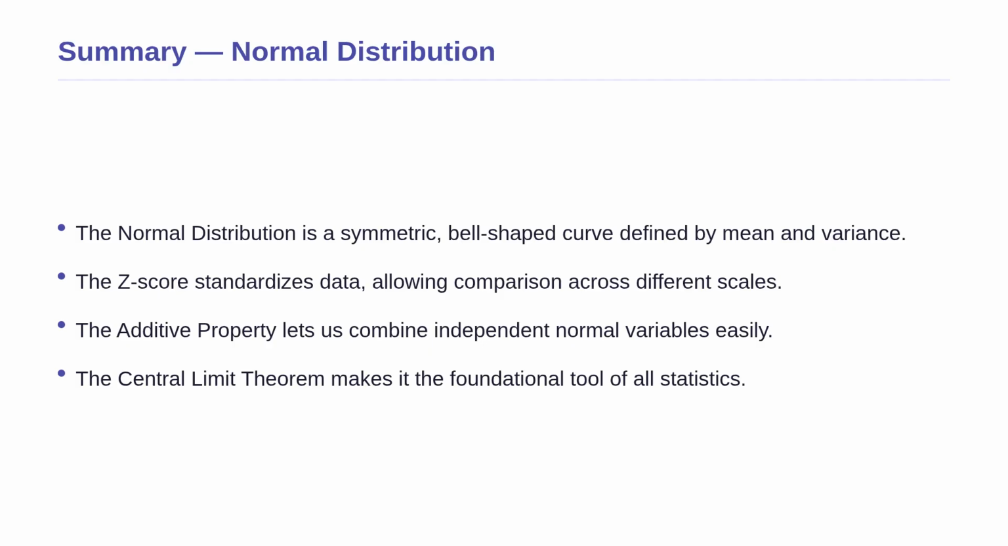Let us review the key takeaways from our lesson. First, the normal distribution is a perfectly symmetric, bell-shaped curve that naturally describes how data clusters around an average, completely defined by its mean and variance. Second, the z-score is a powerful tool that standardizes any data point, allowing us to calculate probabilities and compare completely different things on the same scale. Finally, properties like the additive property and the central limit theorem allow us to make highly accurate predictions about complex real-world events. You now have a solid understanding of the ultimate foundational tool in probability and statistics.